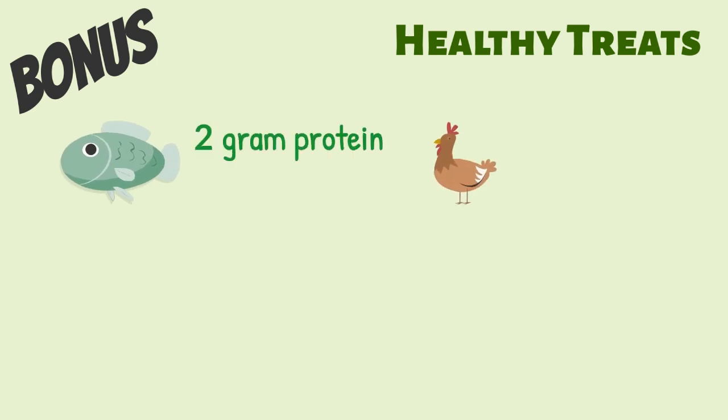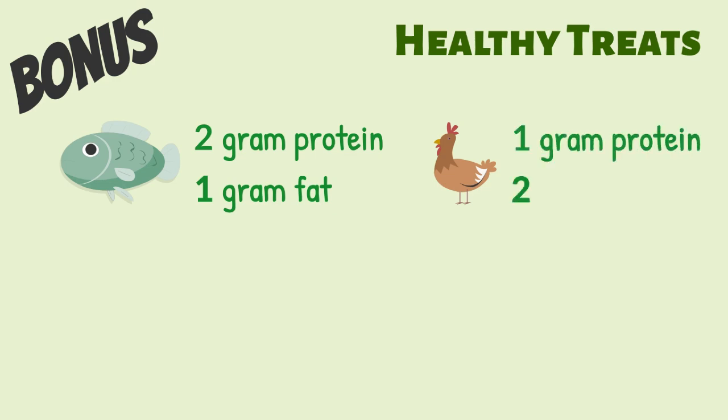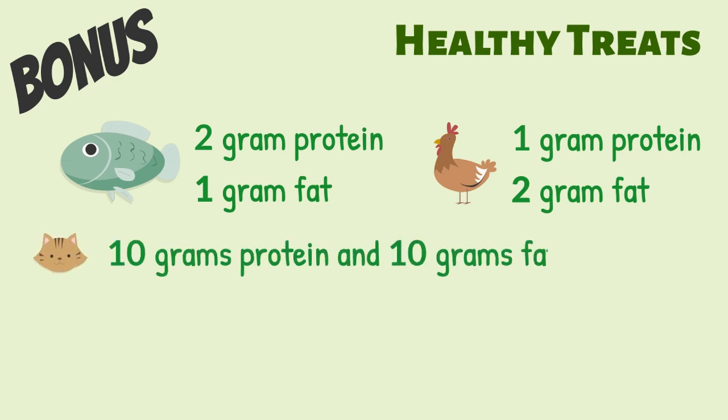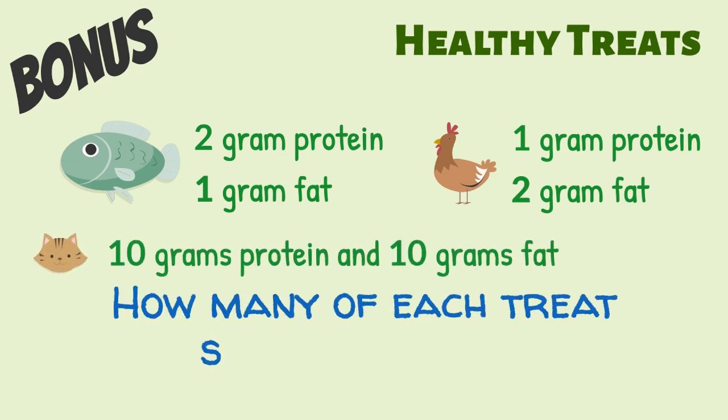I give the cats 2 types of treats, fish-flavored and chicken-flavored. Each fish treat contains 2 grams of protein and 1 gram of fat. Each chicken treat contains 1 gram of protein and 2 grams of fat. If a cat needs 10 grams of protein and 10 grams of fat, how many of each treat should be given?